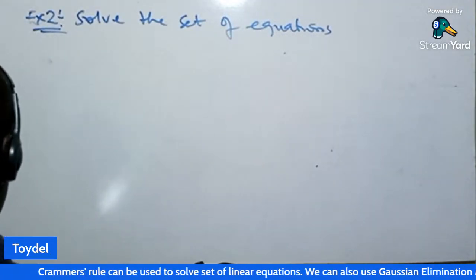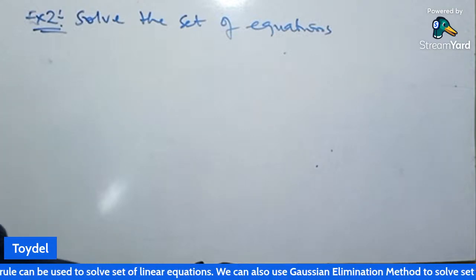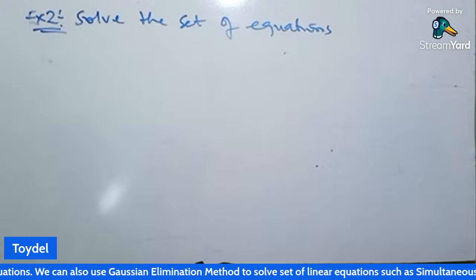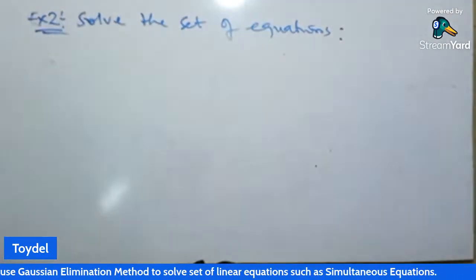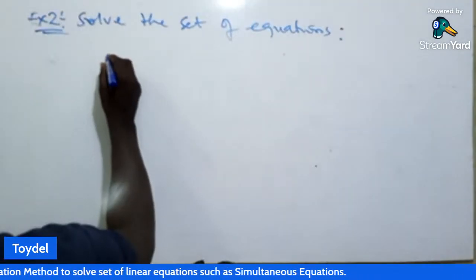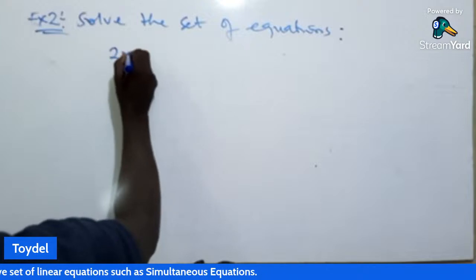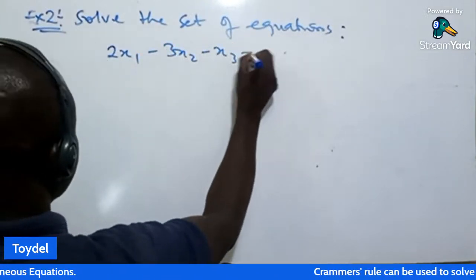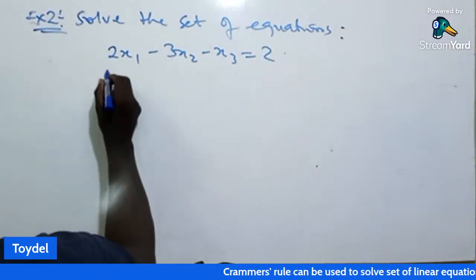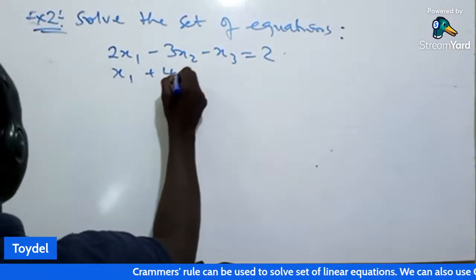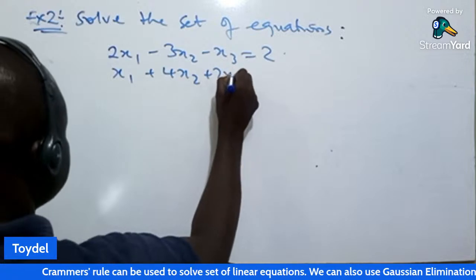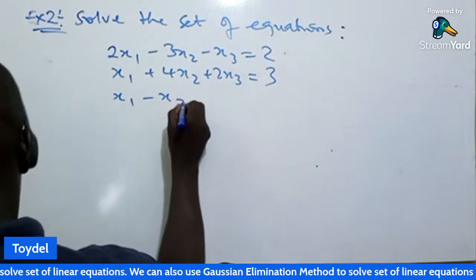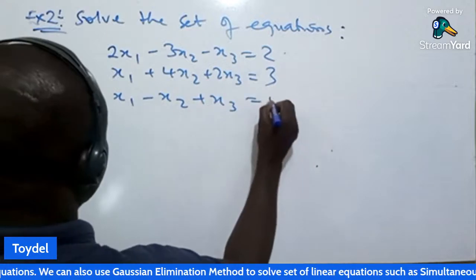So how do we solve that? Let me write out the equation. Solve the set of equations. So in this case, now instead of using x, y, z, we start to use x1, x2, x3. So we have 2x1 minus 3x2 minus x3 equal to 2. That's equation 1. We have x1 plus 4x2 plus 2x3 is equal to 3. Then we have x1 minus x2 plus x3 is equal to 5.